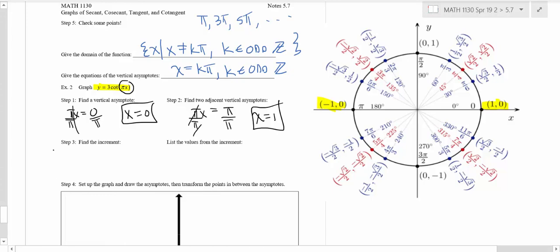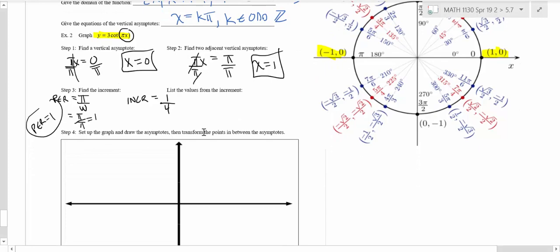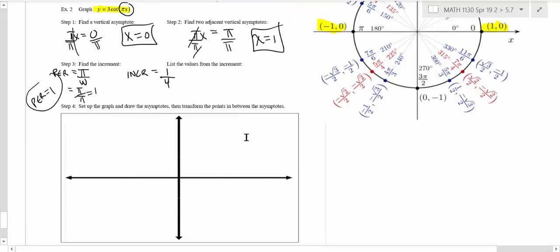So the period, you can either just find the distance between those two, or you can use the formula pi over omega, and omega is pi, so it would be pi over pi, so it would be 1. So your period is equal to 1. Now the increment, to do the increment, you just take the period and divide it by 4. So what you're going to do on your x-axis is just count by a fourth. So I found the asymptotes, and that's always done the same on a cotangent. Find the period and the increment, and then we're ready to start putting this thing together.